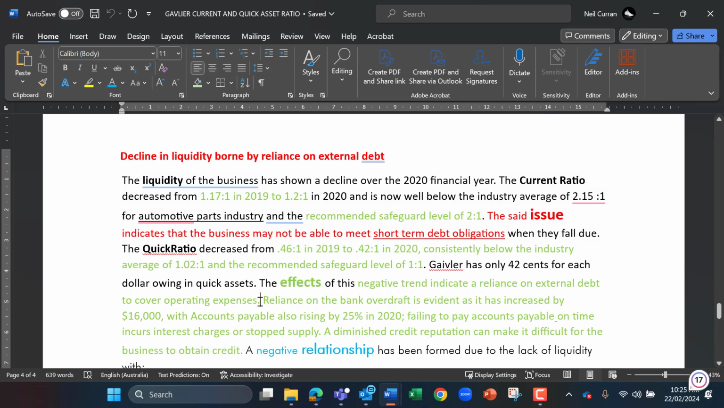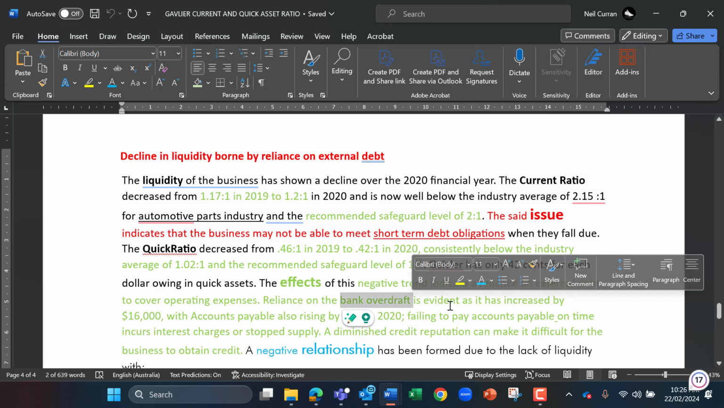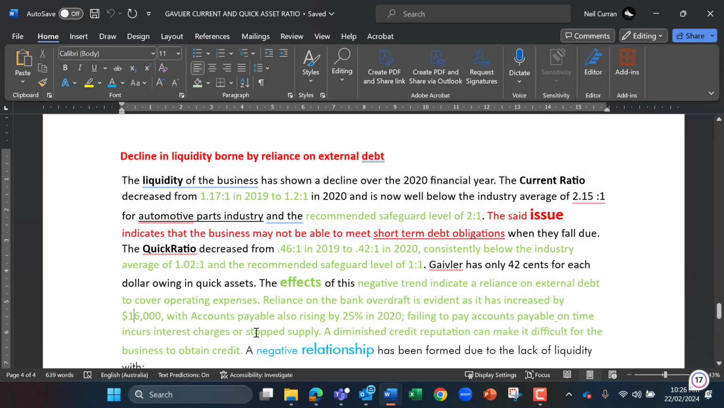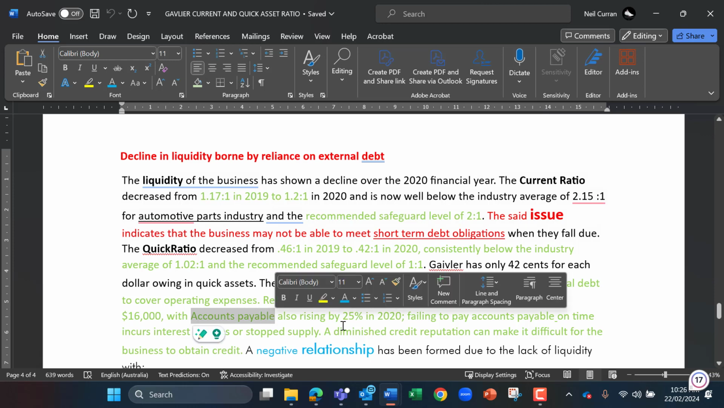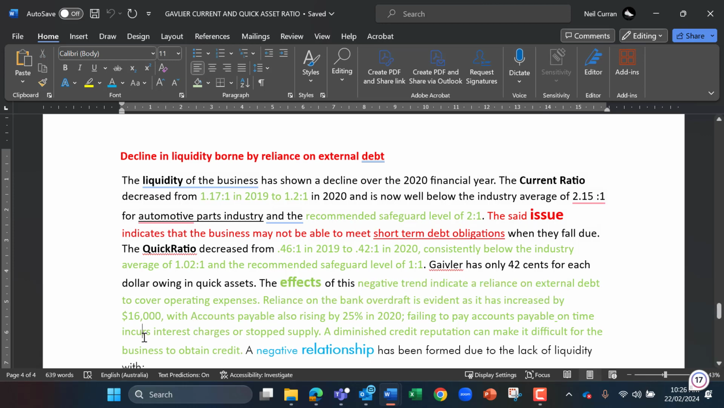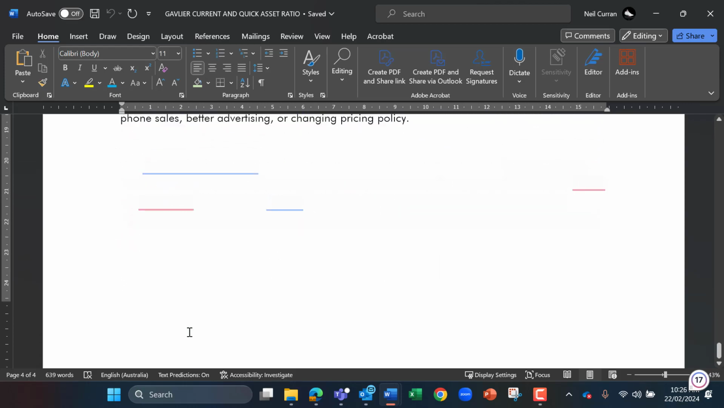So in other words, we're relying on three types of accounts: our bank overdraft or cash at bank, our loan if we've got one, or a mortgage. And so I've highlighted these ones. Reliance on the bank overdraft is evident as it increased by $16,000, with accounts payable also rising by 25%, which basically means we aren't generating enough money to pay for our bills. That's what accounts payable is on time, and therefore our interest may be charged by those organisations. And as we can see here, our interest has gone up.